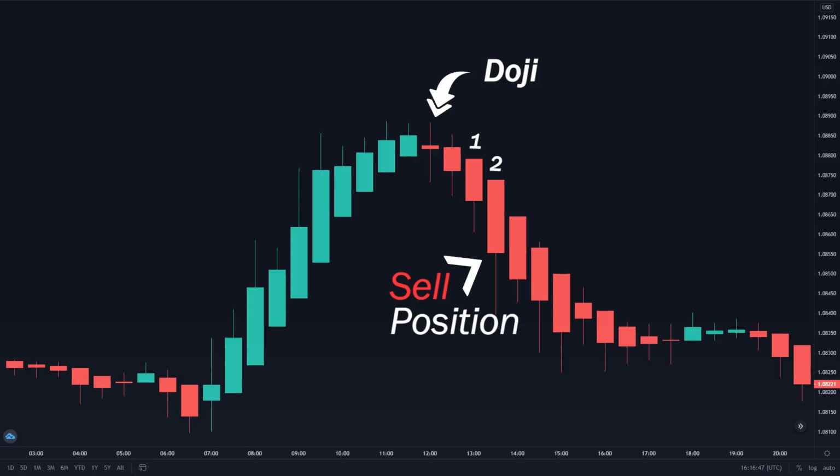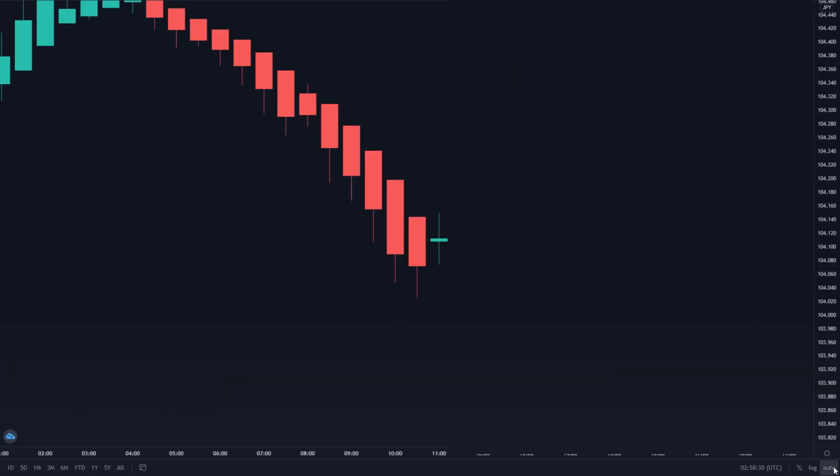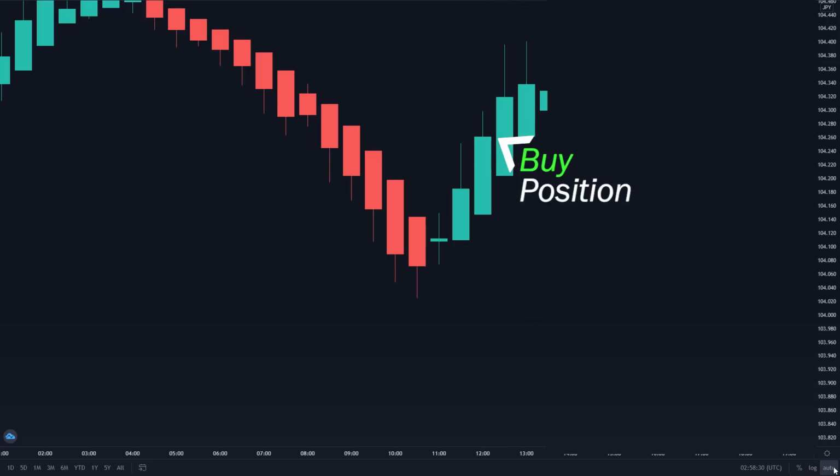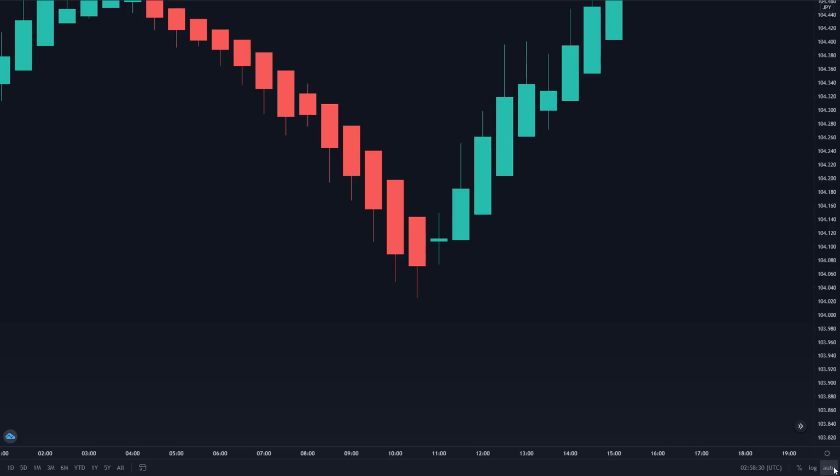So let's look at another example. Here, you can see the price is on a clear downtrend and the doji candle appears. Next, you can see 2 huge candles with one shadow that are in the opposite color of the trend. In this case, green candles. So this will be our entry signal to take a buy position. So that's how you use the Heiken Ashi candles to detect reversals.